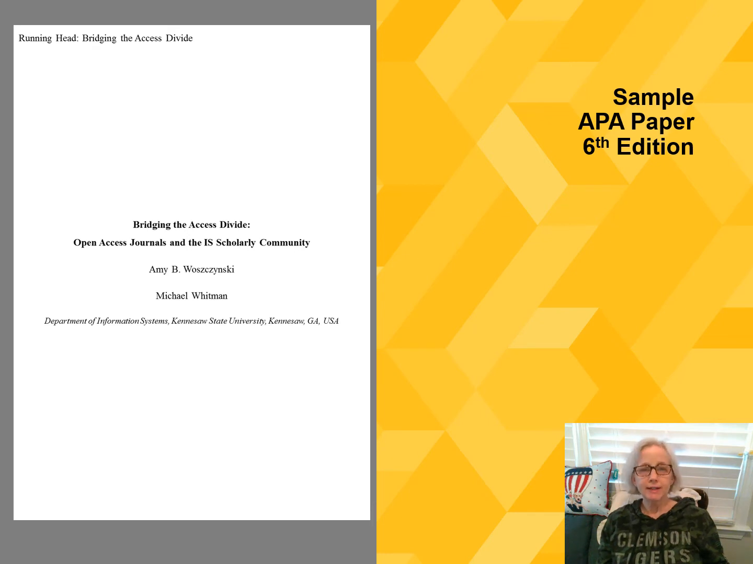If you look at a sample APA paper for 6th edition APA, it might look something like this. This is a version of a paper that I submitted several years ago. There's a running head across the top, 50 words or less. It's usually a shortened version of the title. If your title is already very short, then you can use the entire title. Note that the 7th edition does not require the running head.